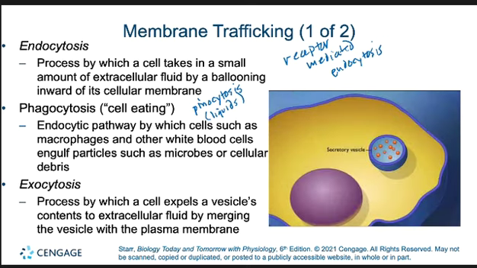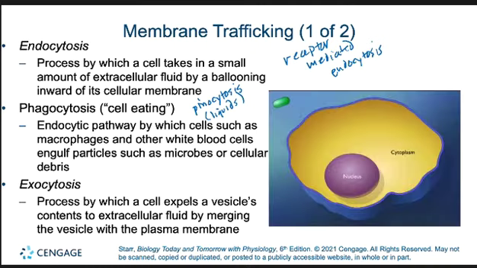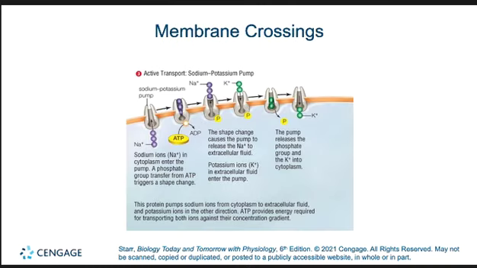Exocytosis is the reverse of endocytosis. This process results in the discharge of materials from membrane-bound packages that migrate to the inner surface of the plasma membrane, fuse with the membrane, and then release their contents to the outside of the cell. So you can see some more examples here. Here you're looking at some more active transport mechanisms.